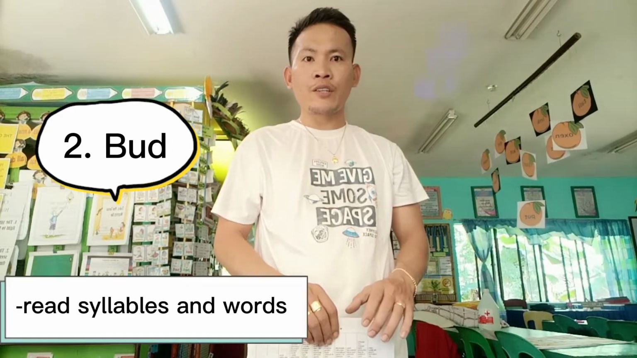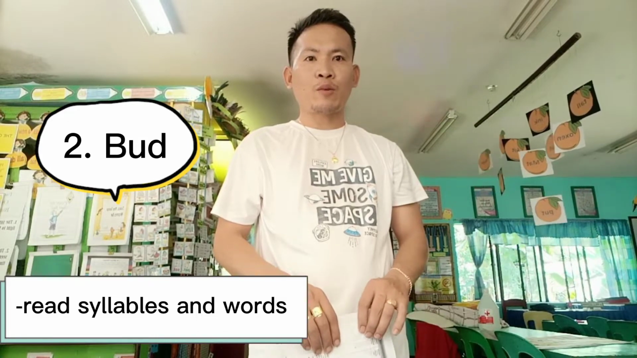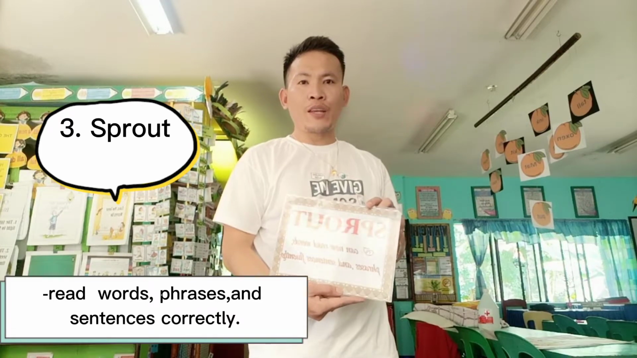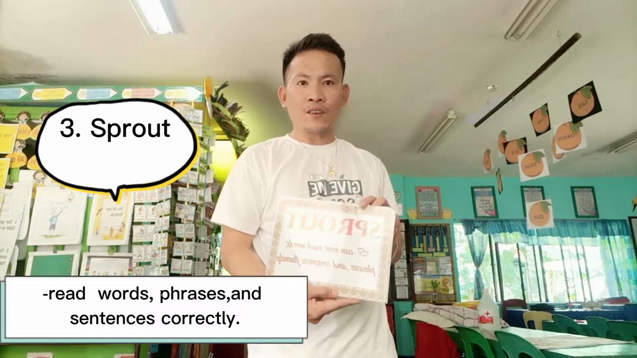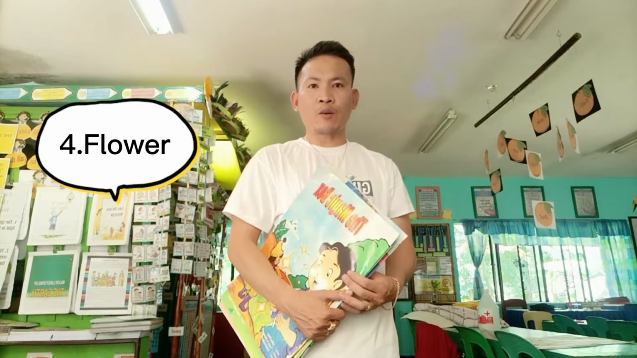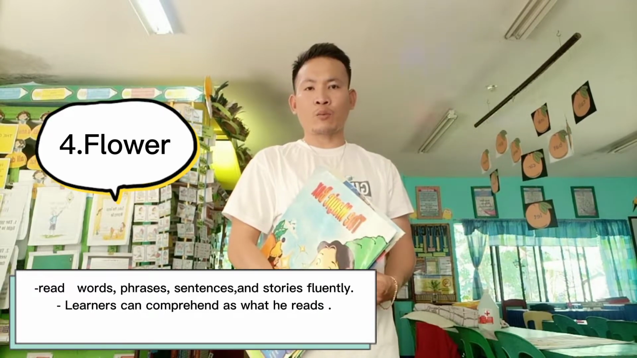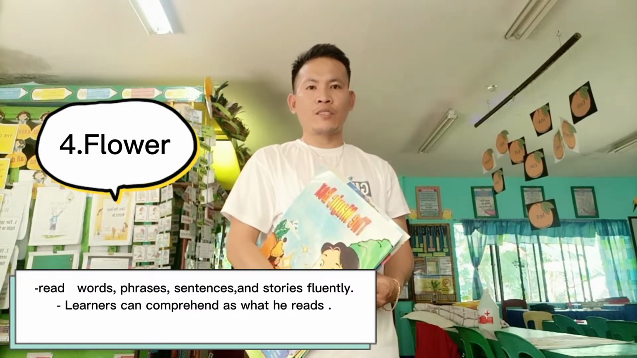Next, for the bud, what are the materials that we are going to put under this area? Learners can now read syllables and words. Then for the sprout, learners can now read words, phrases, and sentences fluently. Lastly, for the flower, learners can now read and comprehend words, phrases, sentences, and reading stories fluently.